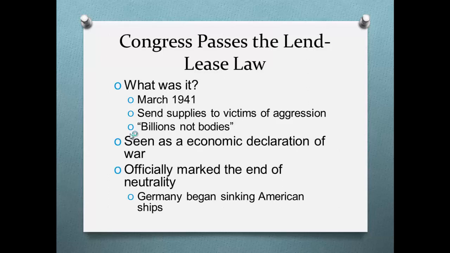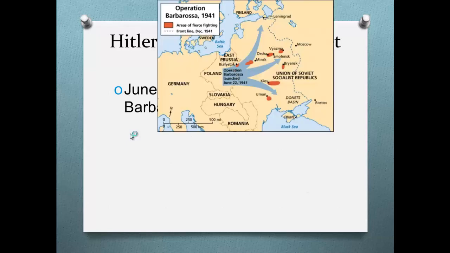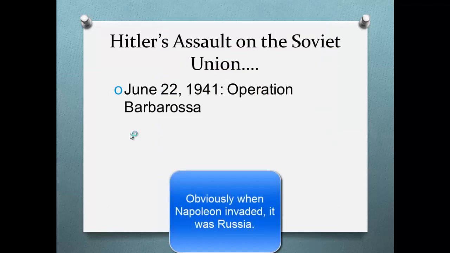So the U.S. armed these ships, as we'll see, and they institute a shoot-on-sight policy in which the U.S. could sink German ships. June 22nd, 1941, Operation Barbarossa officially ends the Nazi-Soviet non-aggression pact, and Hitler invades the Soviet Union, one of his major mistakes. He and Napoleon made enormous mistakes by invading the Soviet Union. You never do that because it's too big and it's too cold.